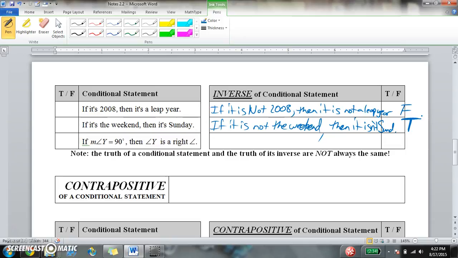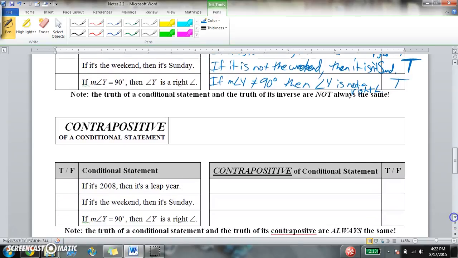If the measure of angle y is 90 degrees, then angle y is a right angle. Inverse would be if the measure of angle y does not equal 90 degrees, then angle y is not a right angle. That would be true, because if it's not 90 degrees, then it can't be a right angle. A right angle has to be 90 degrees.